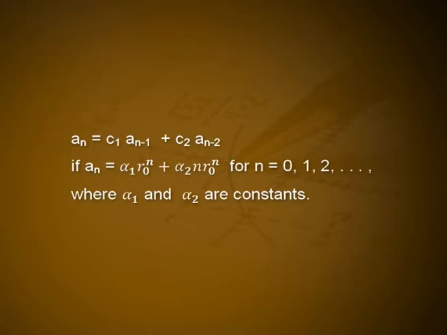Let C1 and C2 be real numbers. Suppose that r square minus C1 r minus C2 is equal to 0 has a single root R0. Then the sequence a_n is a solution of the recurrence relation a_n is equal to C1 into a_(n-1) plus C2 into a_(n-2) if and only if a_n is equal to alpha 1 into R0 raised to n plus alpha 2 into n into R0 raised to n for n is equal to 0, 1, 2 etc., where alpha 1 and alpha 2 are constants.